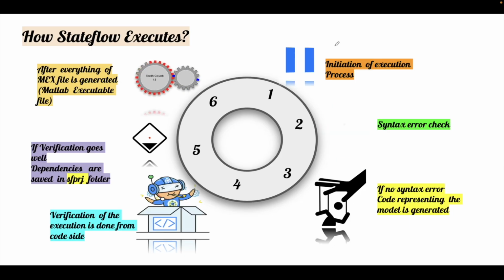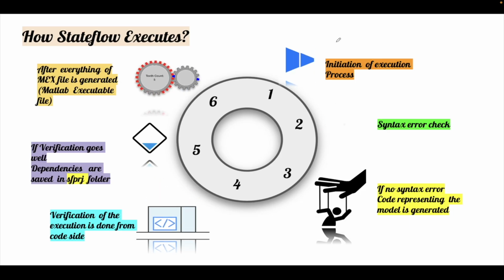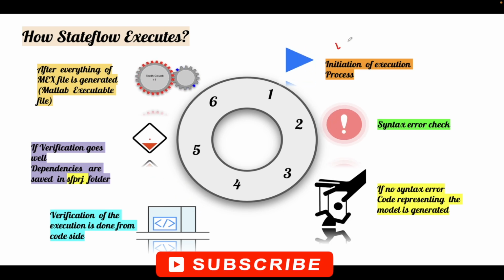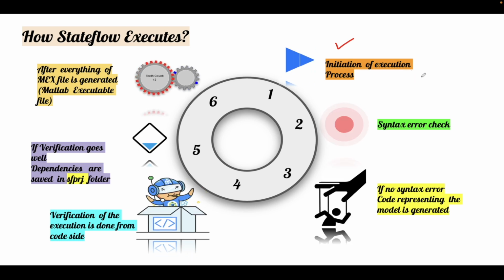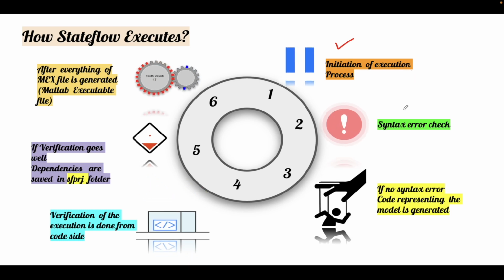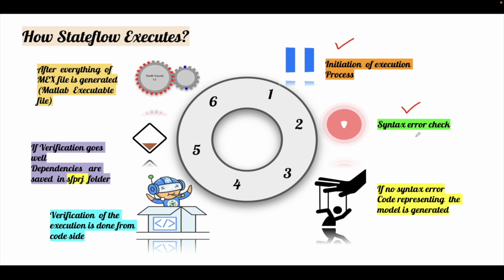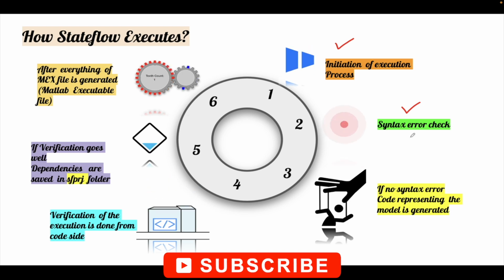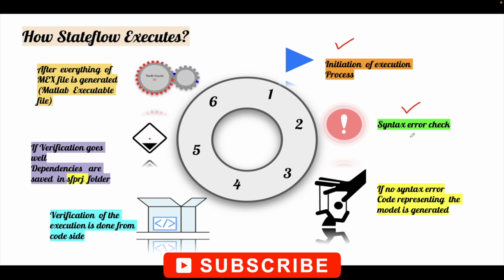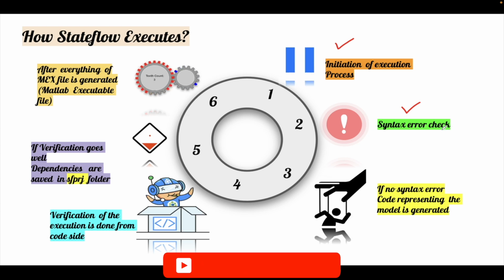In stateflow, once we have created the model, we press the play button and then the initiation of the process will happen, which is the simulation process. Before the simulation starts, it will check whether there is any syntax error present in the model that we have created or not. If we have any syntax error, the simulation will stop and it will show us the results of the error that it has encountered.